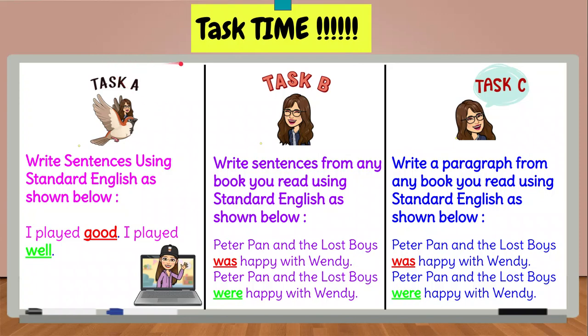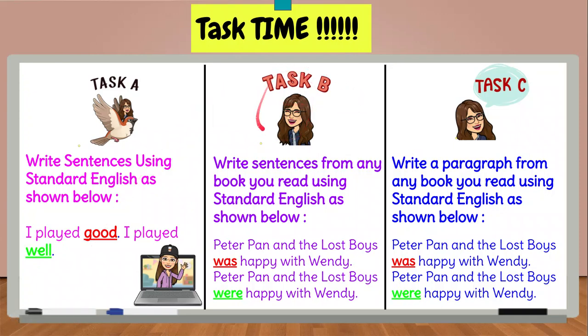And now let's start with task A. If you are pleased to start with task A, you have to write sentences using standard English as shown below. It can be any type of sentence you want, like I like football, but it has to have standard English like this. You first have to underline the incorrect word or highlight it as you wish, and then write the sentence again with the standard English. As shown below, I played good. Good is the non-standard English. We underline it. Then we say I played well. We underline it and say this is the standard English.